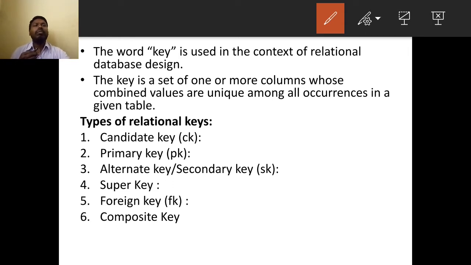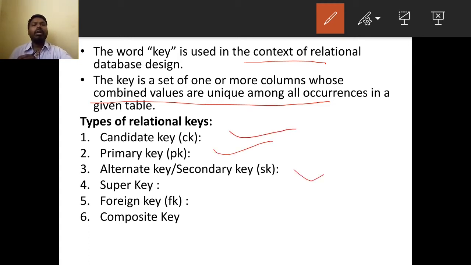See here, the word key is used in the context of relational database systems. A key is a set of one or more columns whose combined values are unique among all occurrences in a given table. In general, keys are used in the context of relational database design. There are six relational keys available in a database: candidate key, primary key, alternate or secondary key, super key, foreign key, and composite key.